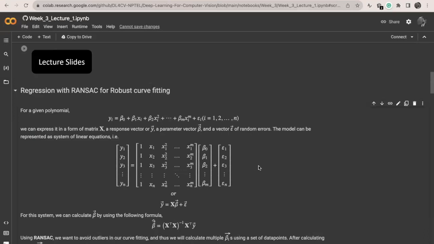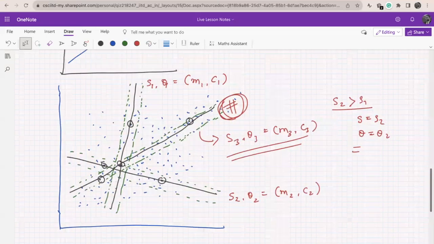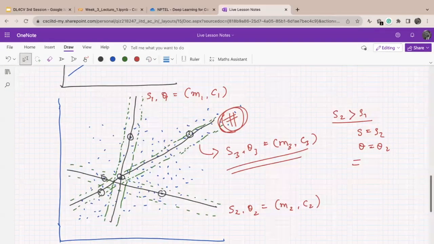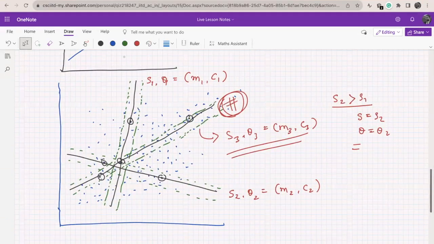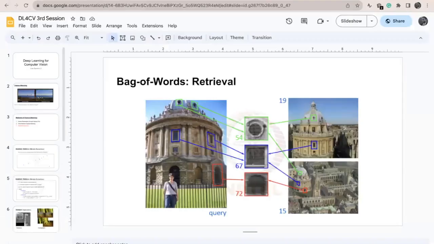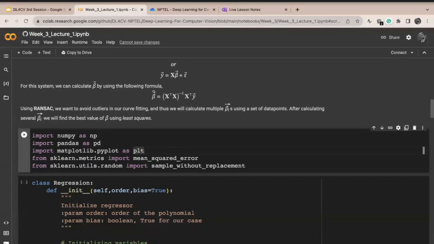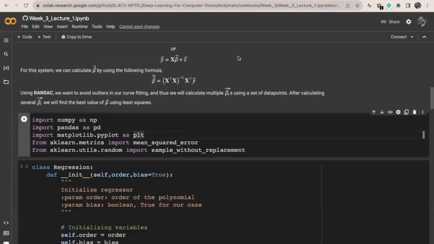We discussed that here in our live notes, and we saw that S3 and theta 3 are the two best lines. So to do that, let's just run some code now. Let me connect to the GPU first.